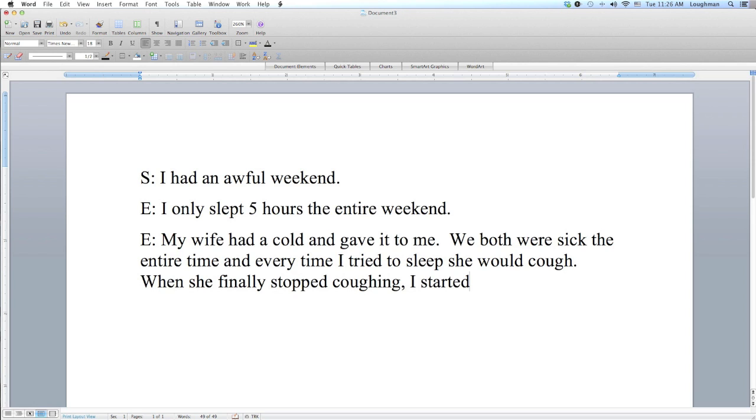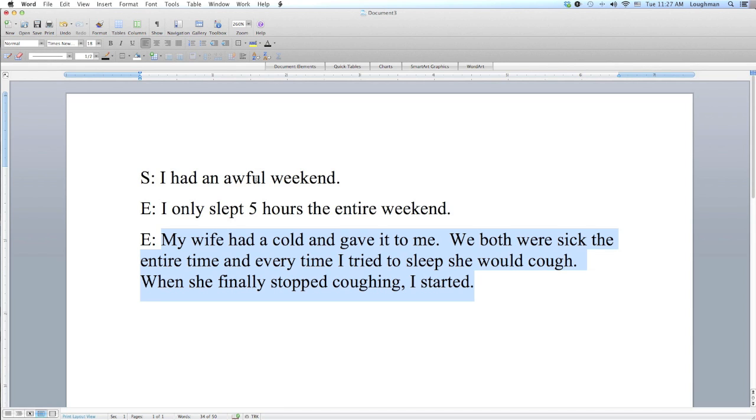You can explain this further, but the idea is that in this explanation, I'm explaining that these 5 hours of sleep made it an awful weekend. My wife and I were both sick the entire time. Every time I tried to sleep, she would cough. When she finally stopped coughing, I started. So I'm explaining why the example proves the statement.